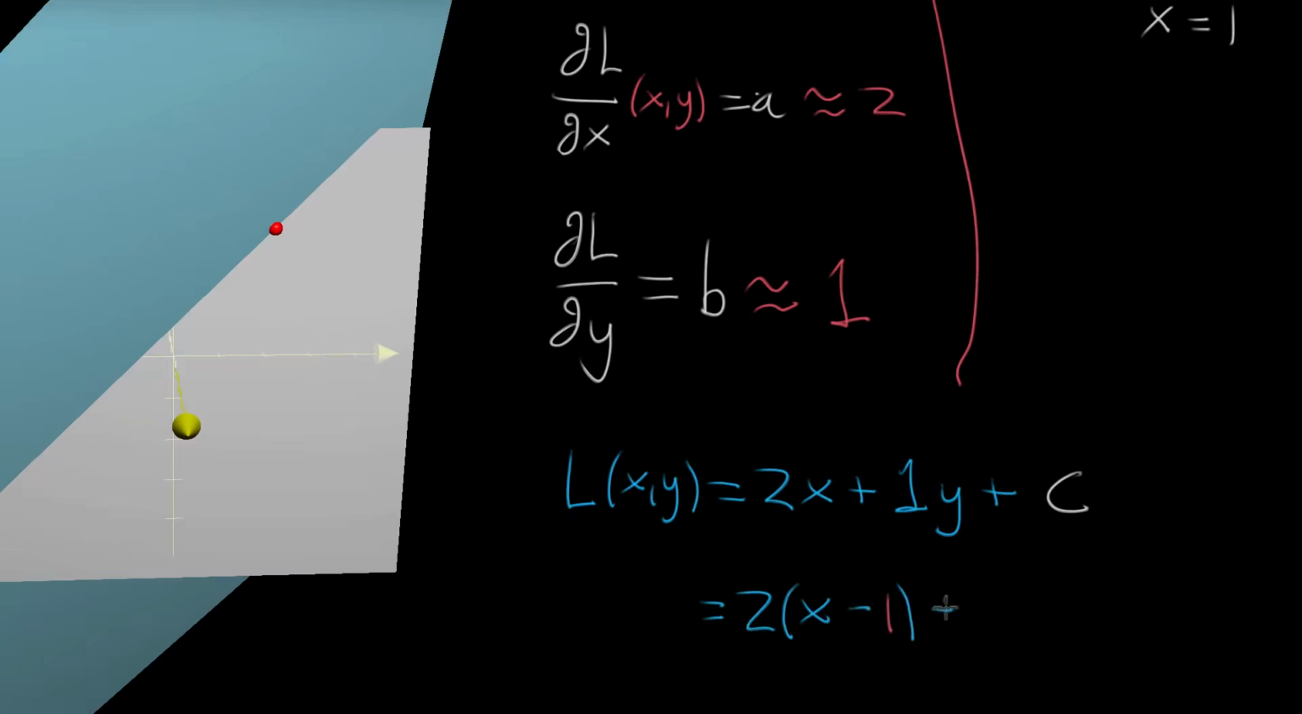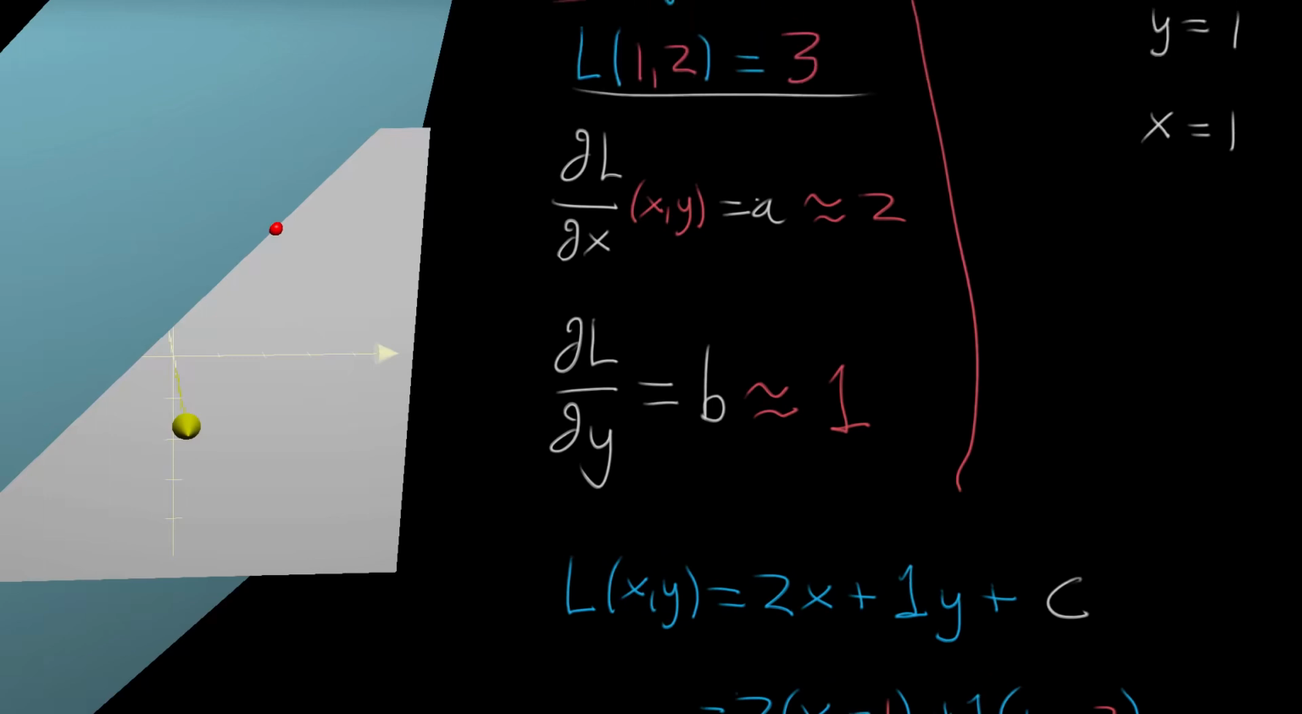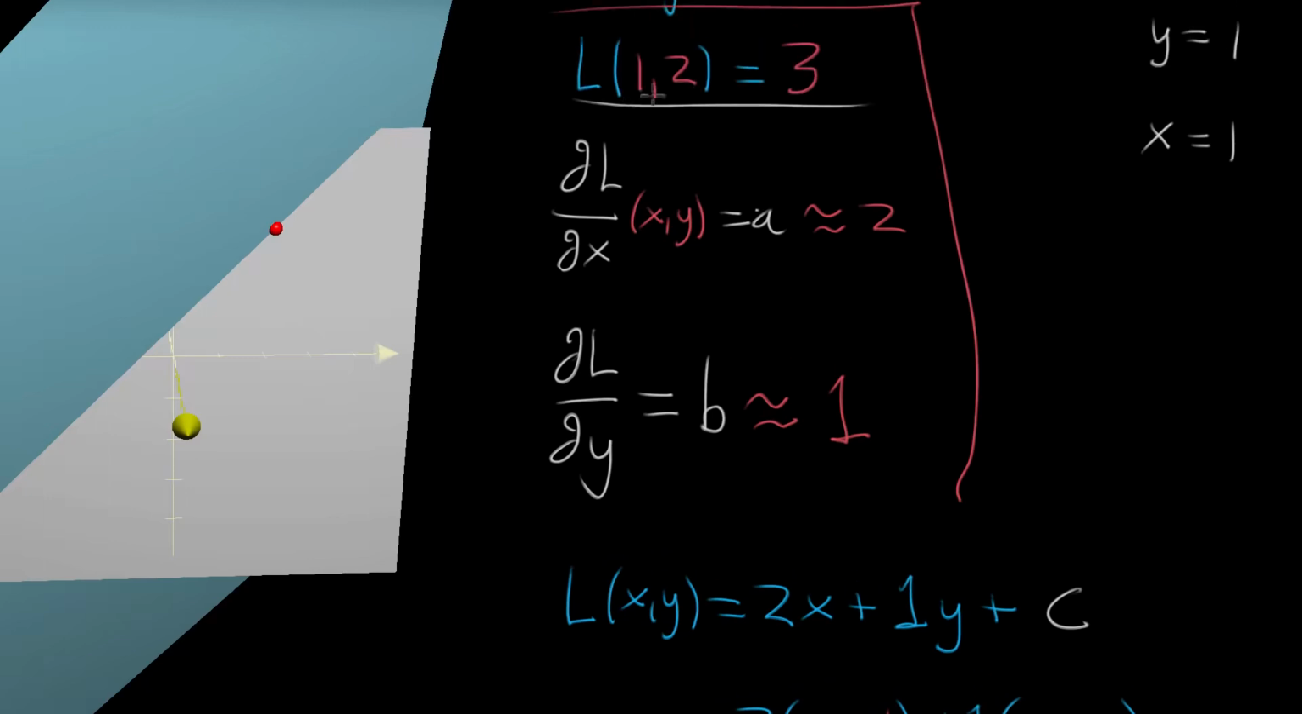And then I'm going to do the same thing with y. I'm going to say plus 1, here's the partial derivative with respect to y, times y minus 2. And the reason I'm doing this, notice this doesn't change the partial derivative information. If we take the partial derivative with respect to x, this will still be 2. And when we take it with respect to y, this will still be 1. But the reason I'm putting these in here is because we're going to evaluate it at the point 1, 2, so I want to make it look as easy as possible to evaluate at the point 1, 2.